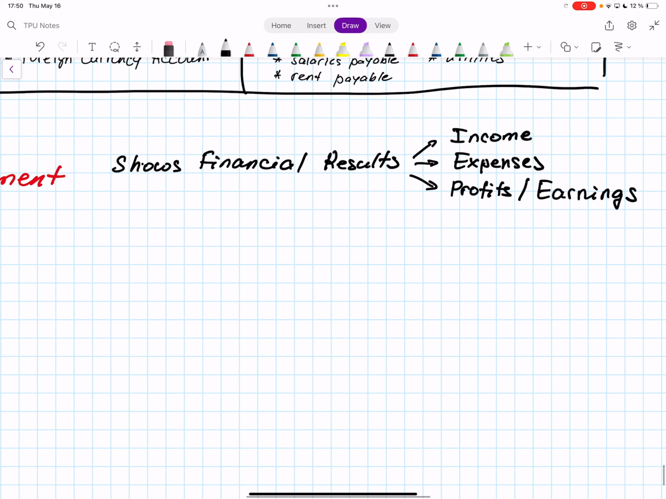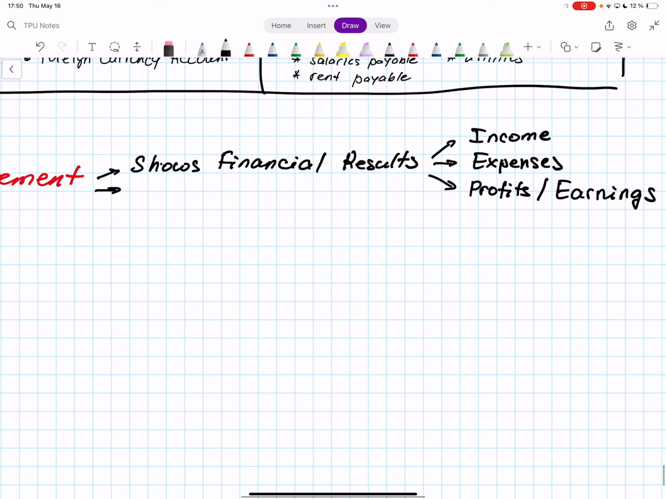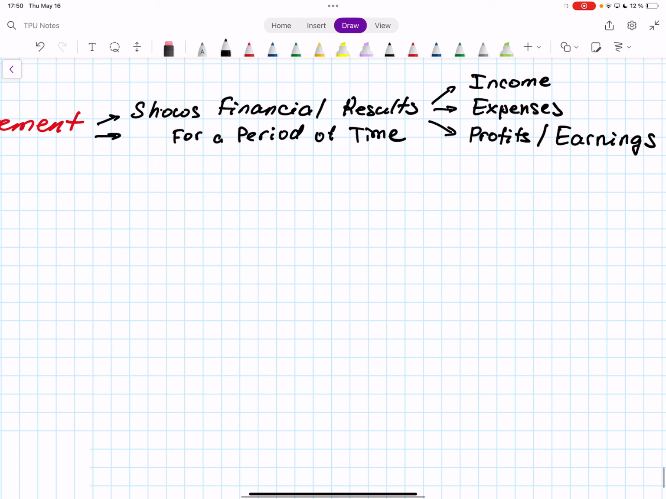Second thing that we need to understand is that it shows financial results for a period of time. Okay? So, financial results for a period of time. And the third important thought is let us define profit. Profit in Russian is прибыль. How do we define profit?